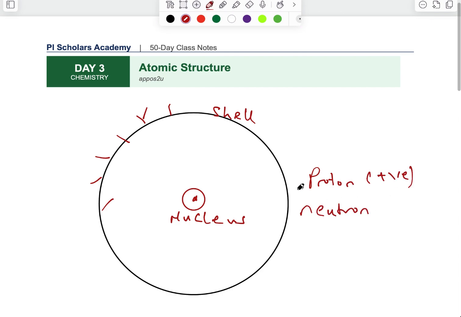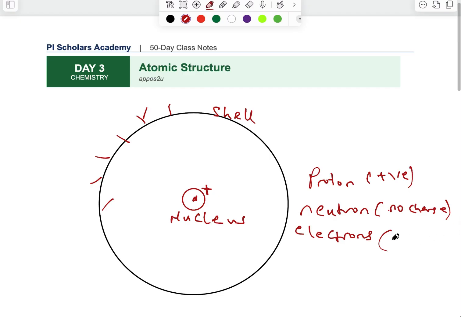Neutron, you would think that, oh, P for positive, then neutron should be negatively charged. No, neutron does not have any charge. It is neutral. Which means that the net charge at the nucleus is going to be a positive charge, a positively charged nucleus. The shell is where we have what we call the electrons.